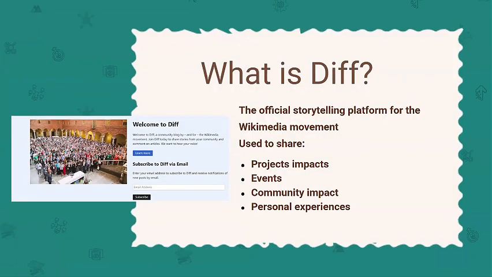Okay, so now what is diff? Diff is the official storytelling platform for the Wikimedia movement. It is used to share project impacts, events, community impact, and personal experiences. There are a lot of things to share. So now you're about to complete a mentorship program. How do you want to tell your story?